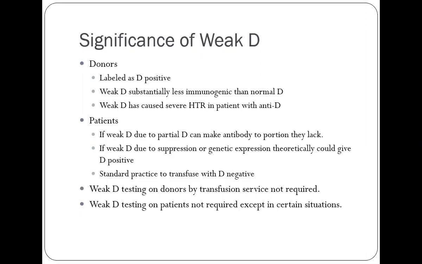And then in patients, if they're weak D, especially known to be that partial D that I just discussed in the previous slide, which can make the antibody, we actually will note that they're weak D positive, but we'll transfuse them with D negative blood so that they don't produce that alloanti-D. So we do weak D testing on donors for that reason. And then we do weak D testing on some patients, but it's not required in certain situations. So we really only do weak D testing in my blood bank on pregnant women, but all adults otherwise, we do not do weak D testing.